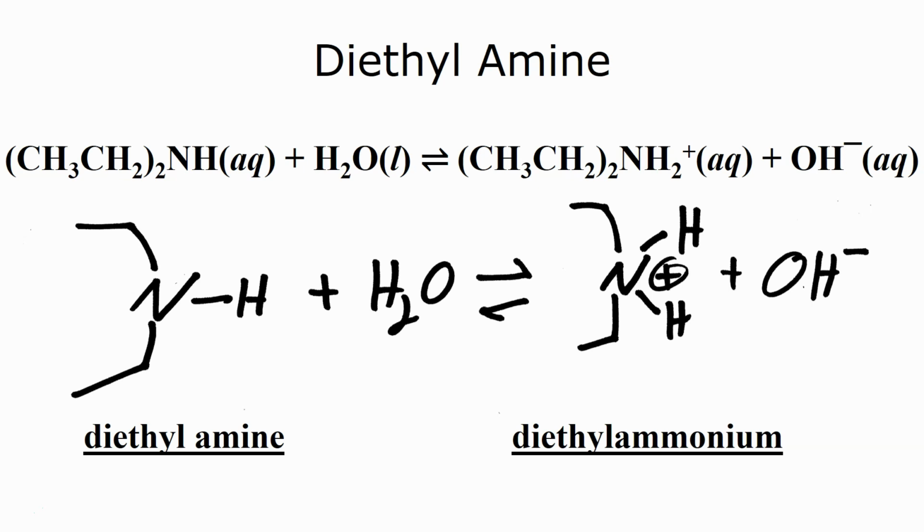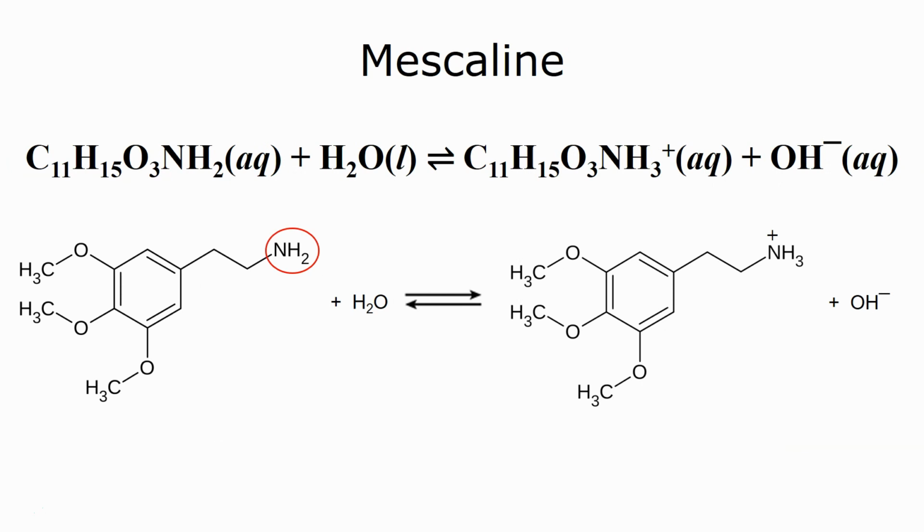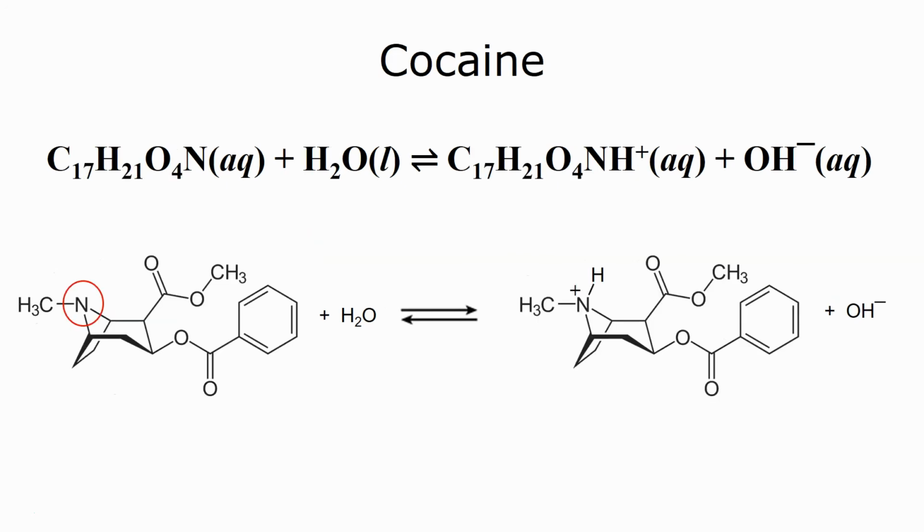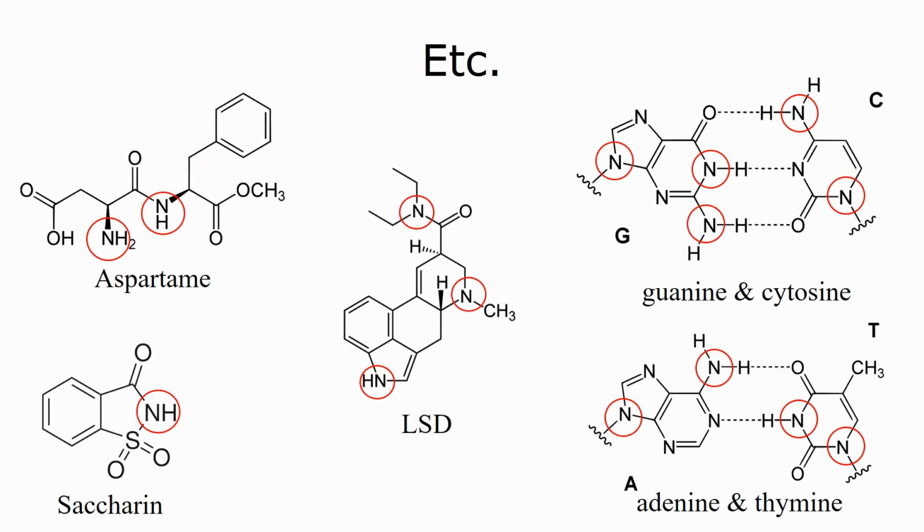Now we see this tetrahedral nitrogen all over the place. For instance, mescaline. Mescaline, once dissolved in water, that one NH2 group is going to deprotonate water, producing mescaline ammonium and hydroxide. Cocaine has this tetrahedral nitrogen with a lone pair on it. It's going to react with water, producing a weak base. The same goes for other compounds such as aspartame, saccharin, LSD, as well as our base pairs in biology.